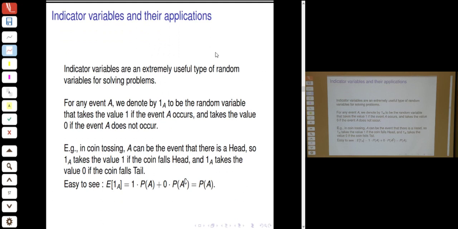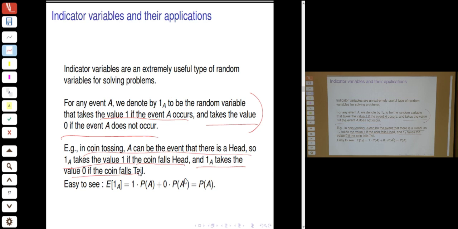Indicator variables and their applications. Indicator variables are an extremely useful type of random variable for solving problems. For any event A, we denote by indicator of A the random variable that takes the value 1 if the event A occurs, and takes the value 0 if the event A doesn't occur. For example, in coin tossing, A can be the event that there is a head. So indicator of A takes the value 1 if the coin falls head, and takes the value 0 if the coin falls tail. So A is an event, and for every event A you can define the indicator of A.